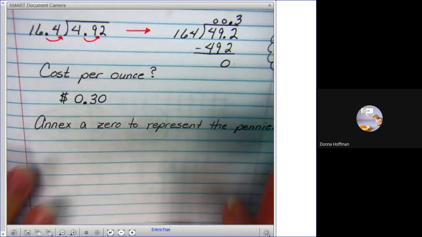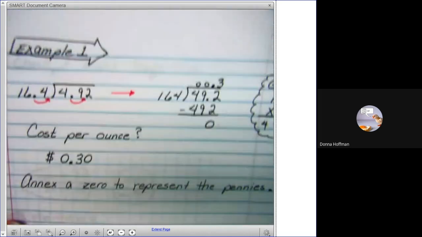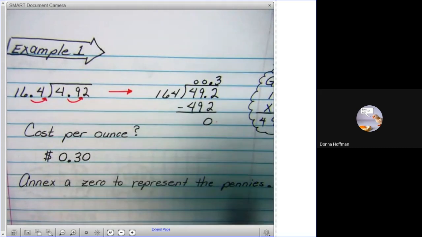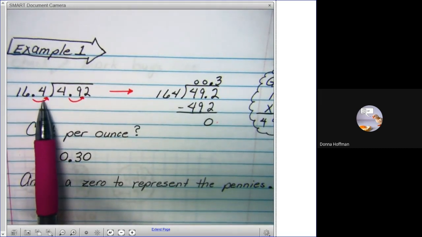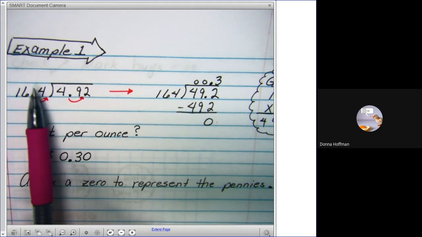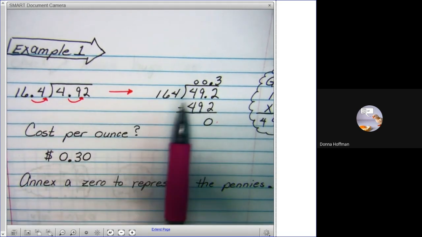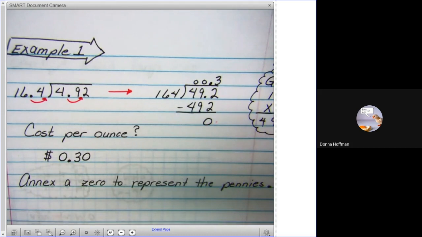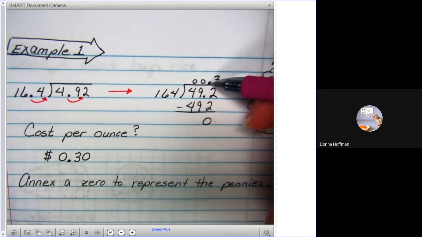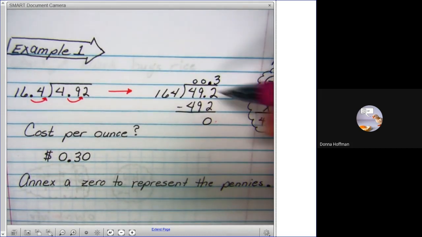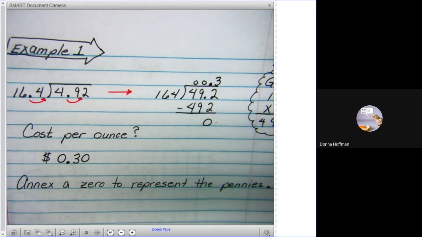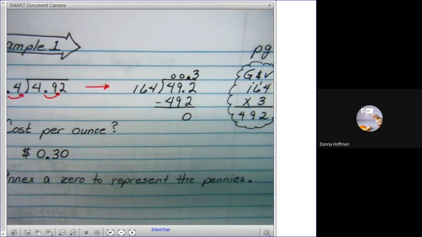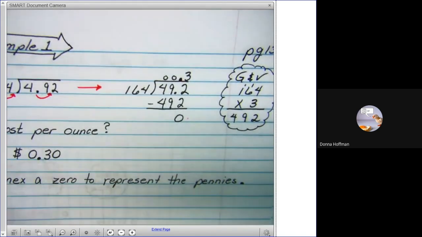So we set the problem up in our notebooks, and then we evaluated it and said we have to move that decimal one place to the right. What I do in the divisor, I do in the dividend. I write my problem all cleaned up. I place my decimal up here in my quotient, and then I just forget about it and multiply just like whole numbers. And once again, I did guess and check to the side as side work.